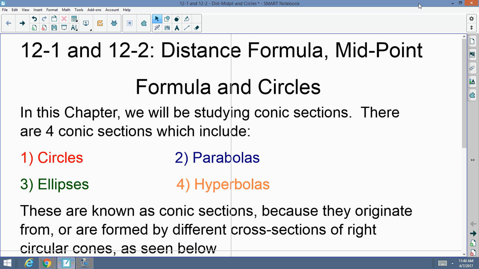Today, guys, we're going to talk about distance formula, midpoint formula, and circles. Today, gentlemen, and for the rest of this chapter, we will be studying what's called conic sections. And there are 4 conic sections, which include circles, of course. We're going to learn that today. Parabolas, ellipses, and hyperbolas. Those are the 4 conic sections that we're going to learn, and those are the only 4 conic sections that there are.